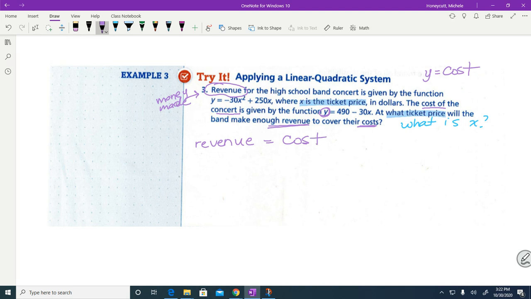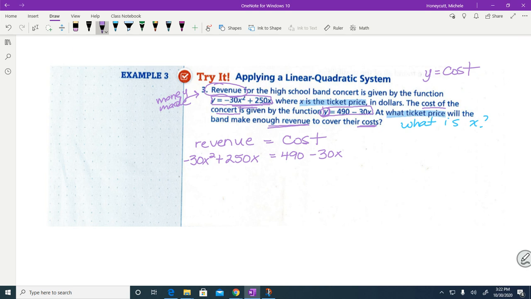Because you don't want to throw a concert where you lose money, you want it to at least cover what it would cost to put on. So they gave me a formula for revenue, y equals negative 30x squared plus 250x, and then they gave me a formula for the cost, and I want to know when they're equal. So I'm going to set these equations equal to each other. Negative 30x squared plus 250x equals 490 minus 30x.